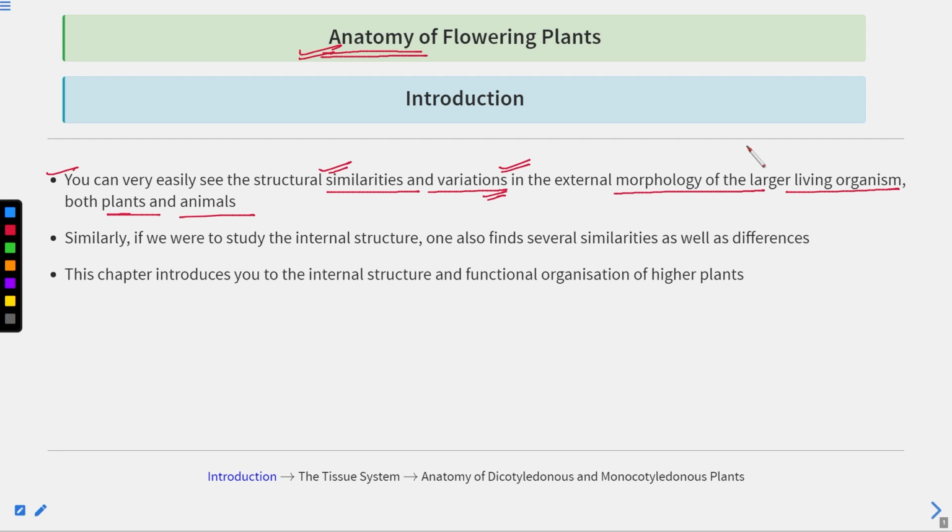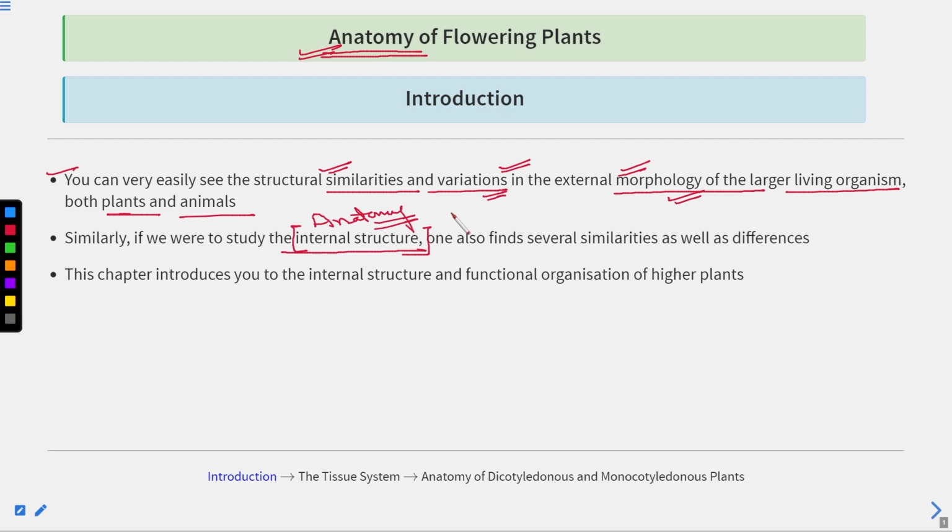By just seeing the external morphology, it is very easy to say that these are the similar structures that we see in plants or animals, and these are the dissimilarities or variations that we see in plants and animals on the basis of their morphological structure, right? Similarly, we have to study the internal structure. The study of the internal structure of plants and animals is called anatomy.